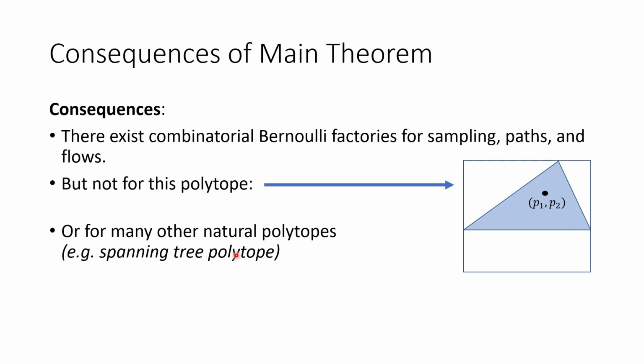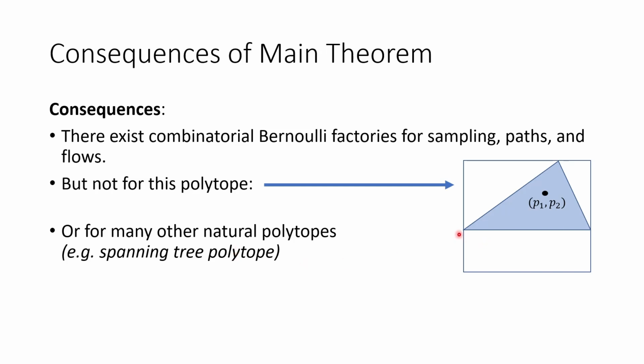So in particular, you can go back and check that the polytopes we mentioned for sampling paths and flows all have this property. They can all be written as the intersection of the hypercube, [0,1]^n, and some affine subspace. But there are many polytopes where this is just not true.